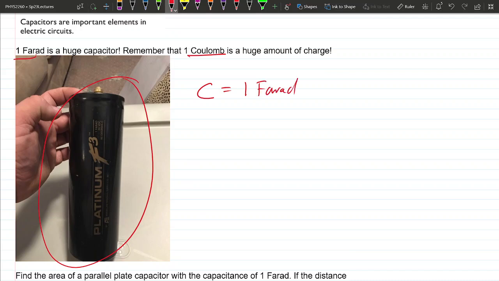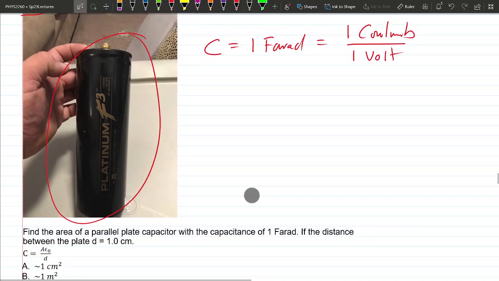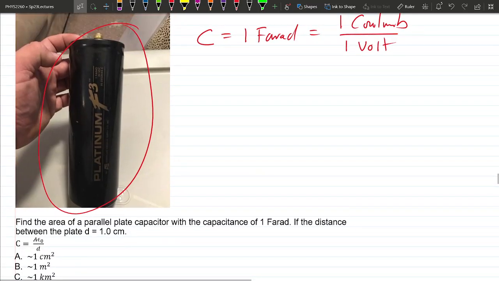It tells you that it stores 1 coulomb of charge if you apply 1 volt potential across it. By just applying 1 volt across it, you can store 1 coulomb of charge. What I'm going to do is play around with this little exercise. So this thing is designed to have 1 farad of capacitance.